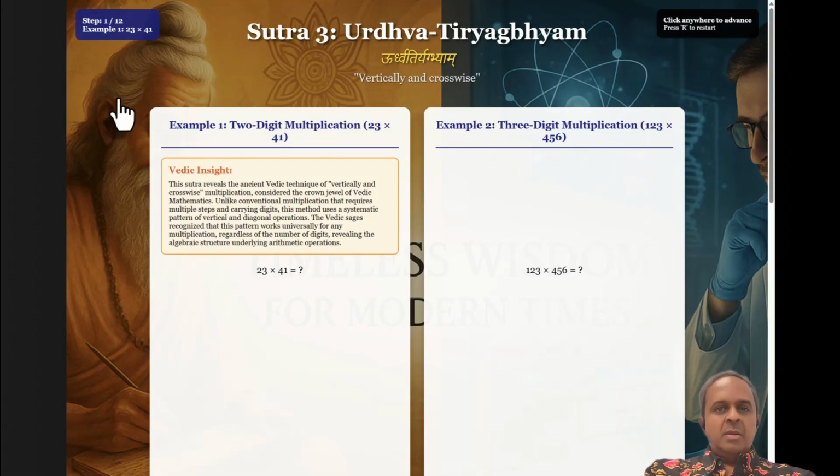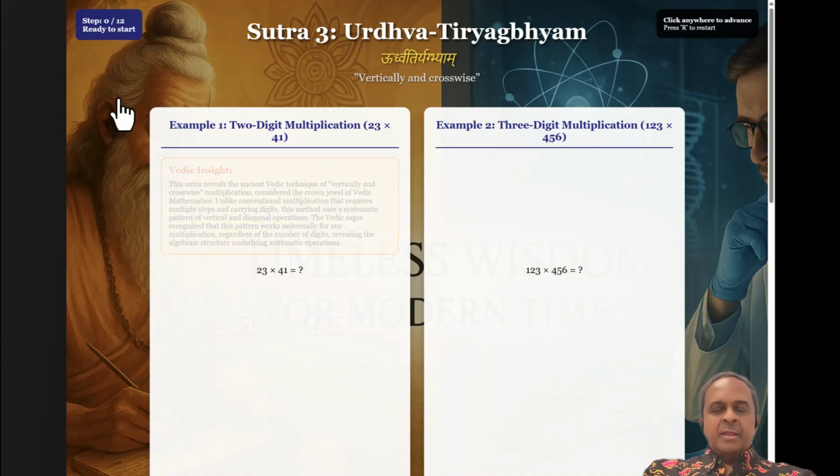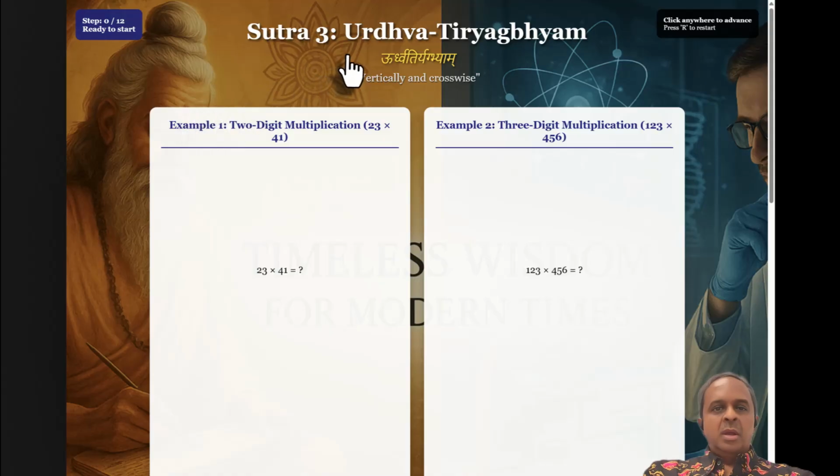Okay, let's move on to the third sutra. Again, a little tricky pronunciation. Urdhva-Tiryagbyham. Okay. Again, how do we break it up? Urdh, Hava, right? Tiry, ag, Bhyam.